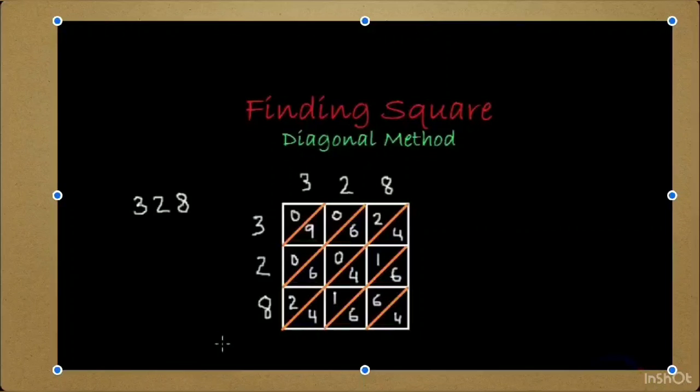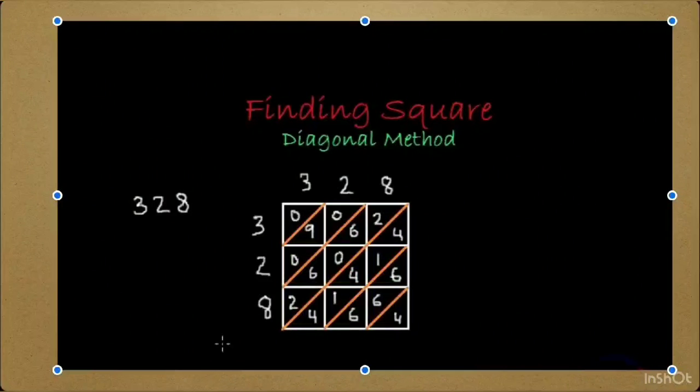Then multiply 3 by 3 and we get 9. 9 means 09. Here 0 is at the tens position and 9 is at the ones position. So 9 will be below the diagonal and 0 on the upper side. In the same way, 3 times 2 is 6, so 0 on the upper side and 6 below the diagonal. 3 times 8 is 24, 2 on the upper side and 4 below the diagonal. In the same way, multiply 2 by 3, then 2 by 2, then 2 by 8. After that, multiply 8 by 3, you will get 24. 8 times 2 is 16, write like this. 8 times 8 is 64, write like this.